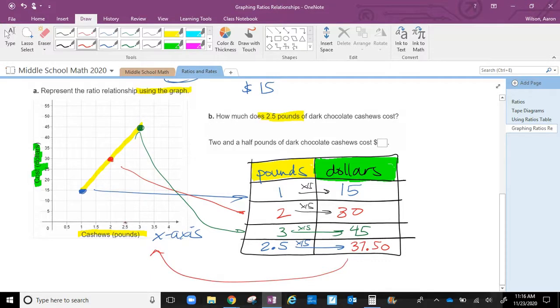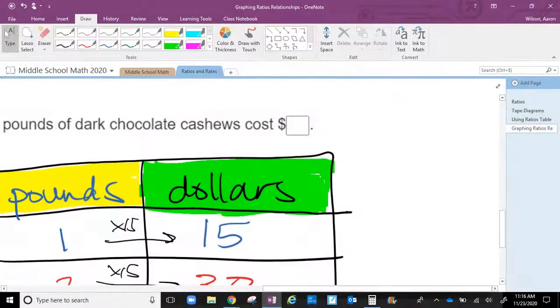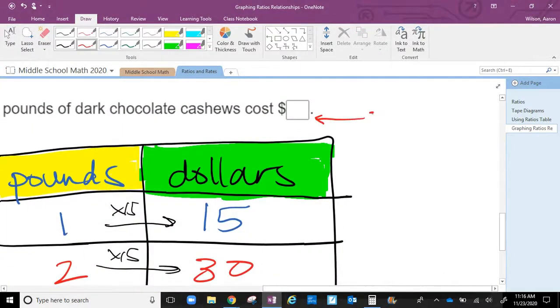$37.50. So we can check that over here on our graph. 2.5. Here's 2.5 right here. And then we go up until we cross right there. That's where that line crosses the 2.5 part of the x-coordinate, right? So where is that? Well, that's in between 40 and 35. What's immediately in between 40 and 35? That's $37.50. So 2.5 pounds, in that box right there, is $37.50.